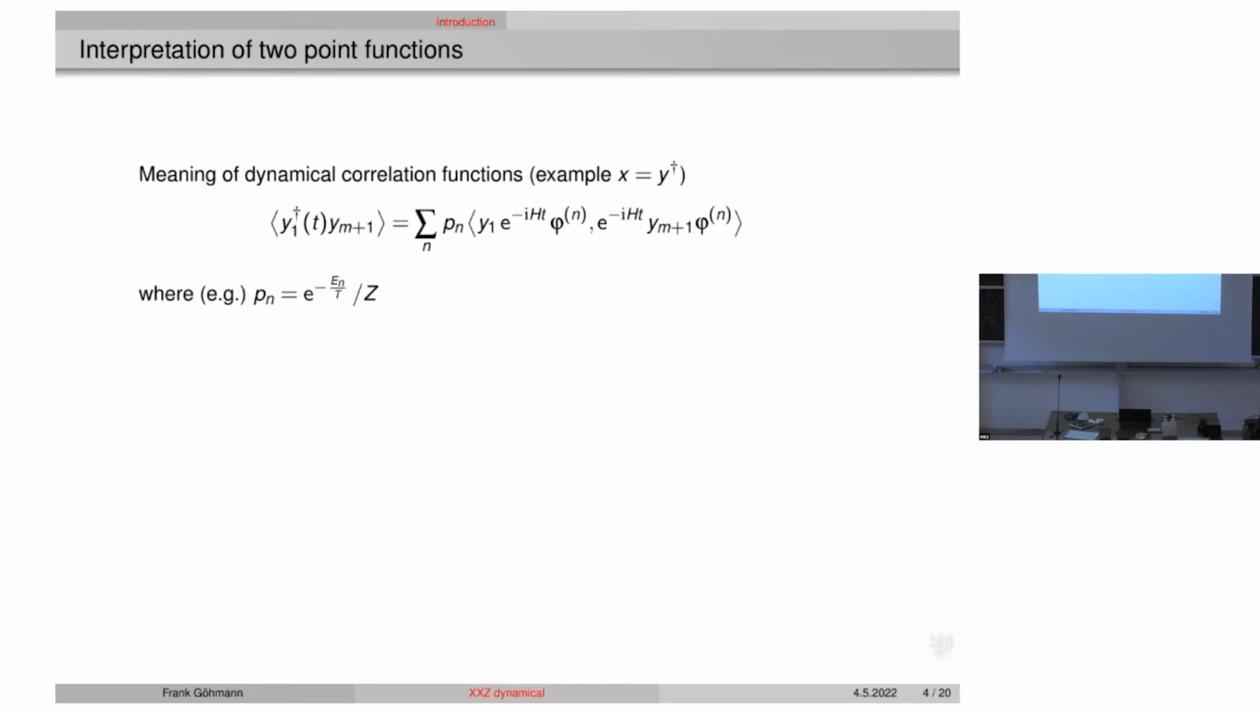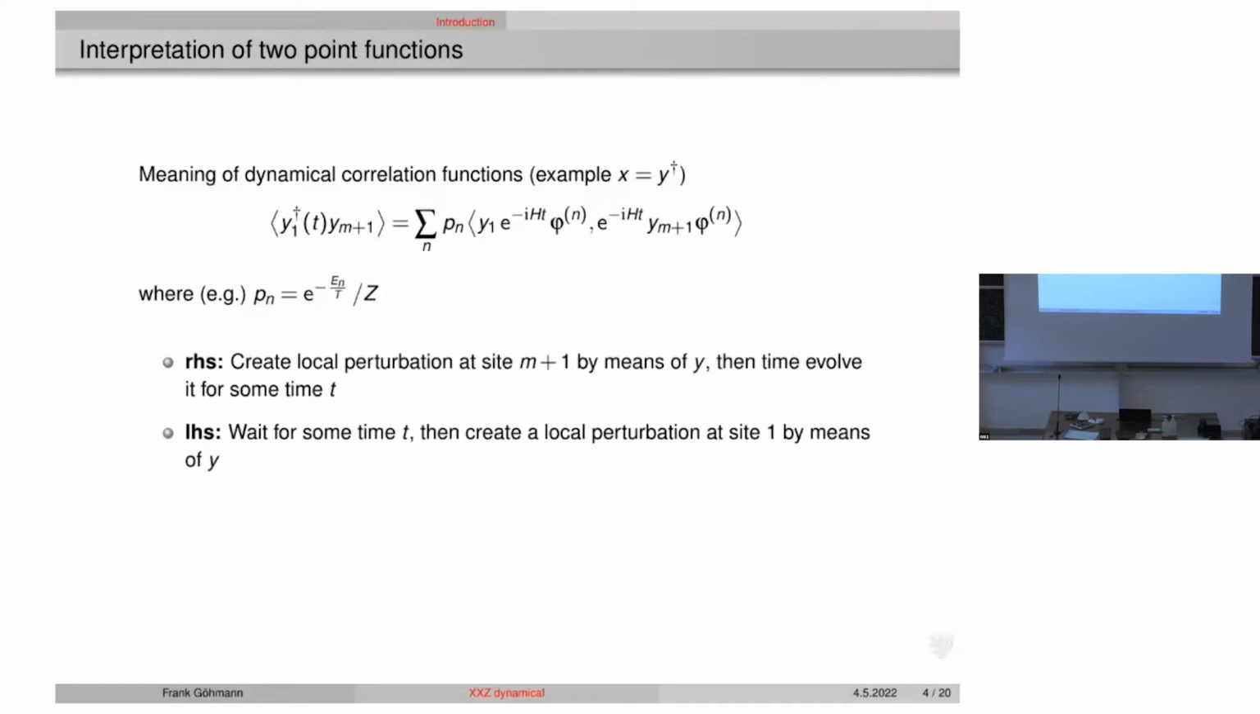Then having any such expectation value means you average with respect to the eigenvalues of a density matrix, so non-negative numbers summing up to 1. Such scalar products have the operator Y, which acts only on one lattice site, on some quantum state, and then you time evolve it, and the averaging may be done with the canonical density matrix. So on the right-hand side, you create a local perturbation at site m+1 by means of this operator Y, then time evolve it for some time t with the time evolution operator. On the left-hand side, you do nothing, so the system is time evolving automatically by itself. So you wait. This means you apply this evolution operator on an eigenstate, and then after time t, you create the same local perturbation at site 1.